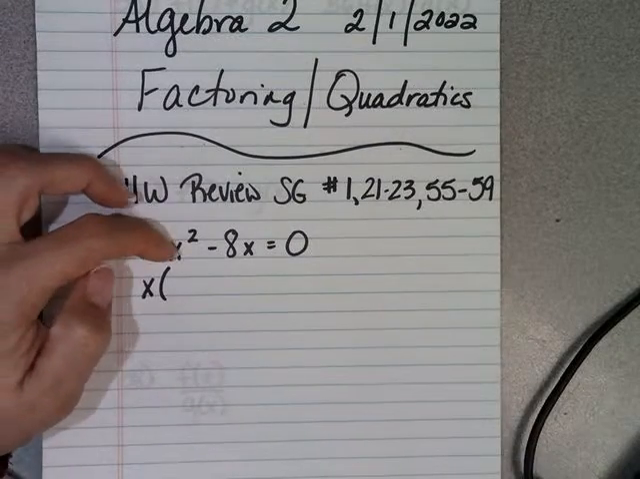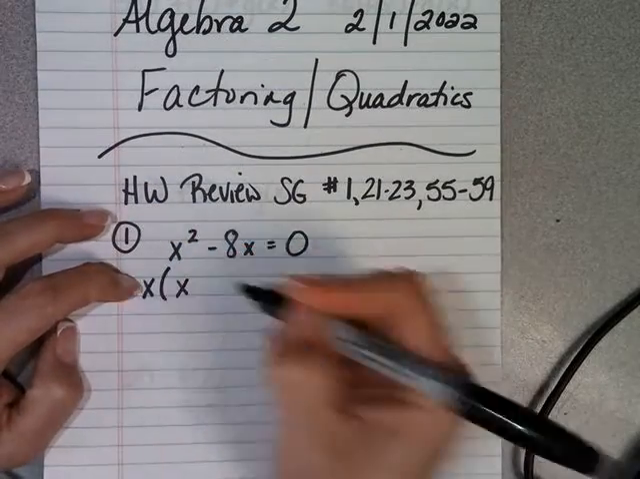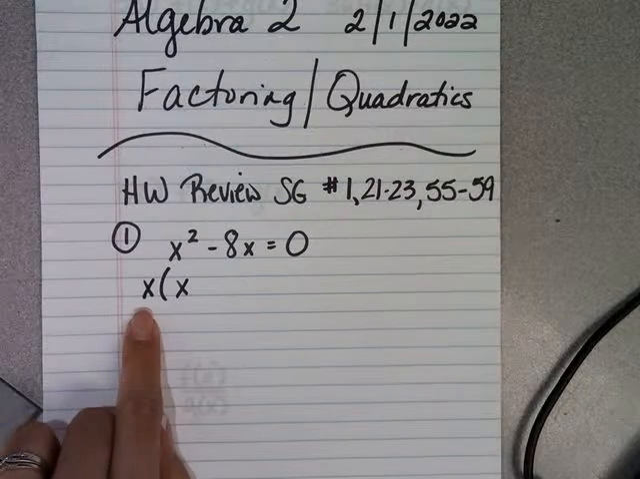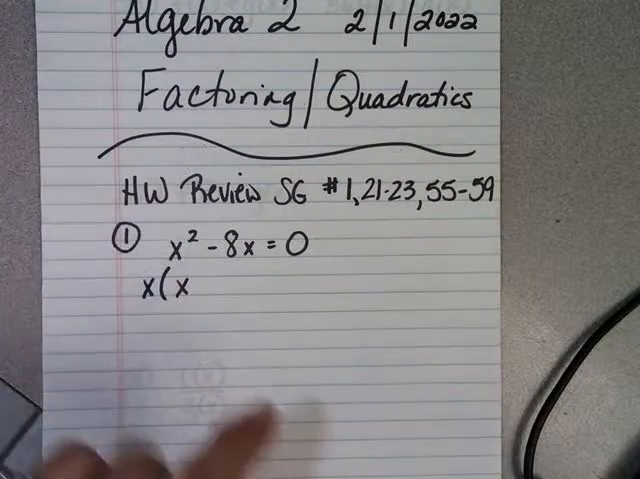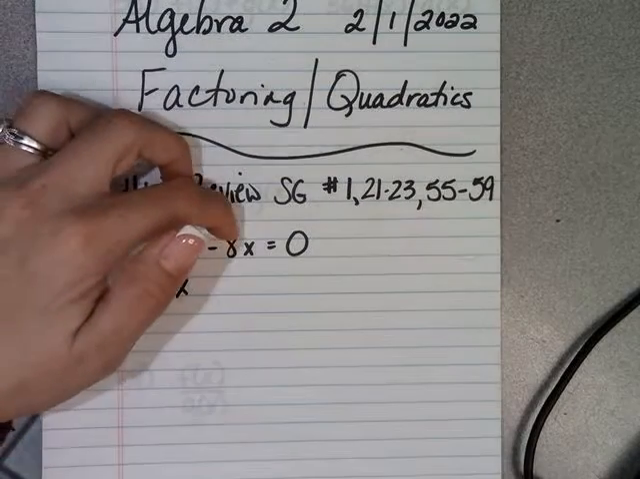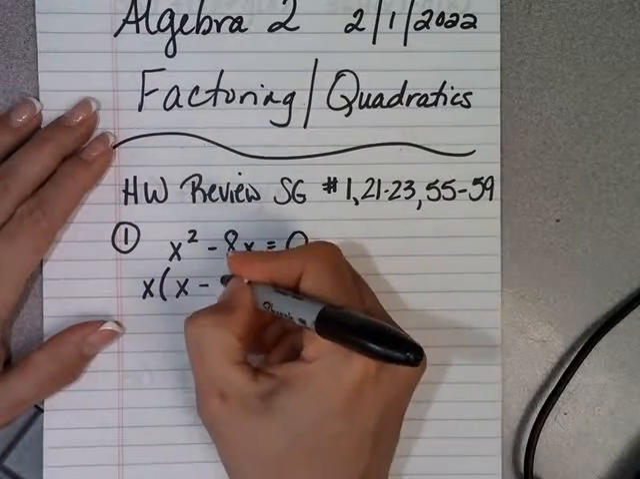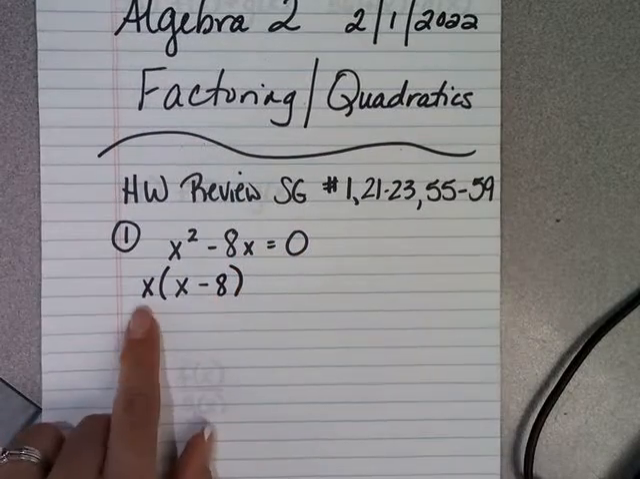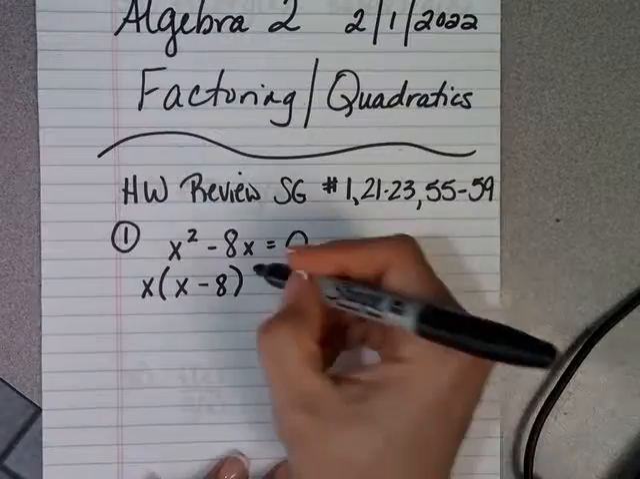So whatever you're dividing out goes on the outside. And you divide it out. X squared divided by x leaves you with an x. And then the way you can check yourself is just multiply. X times x is x squared. Check. Then negative 8x divided by x leaves you with a negative 8. Check it. X times negative 8 gives you negative 8x equals 0.